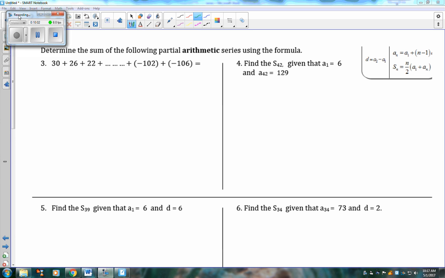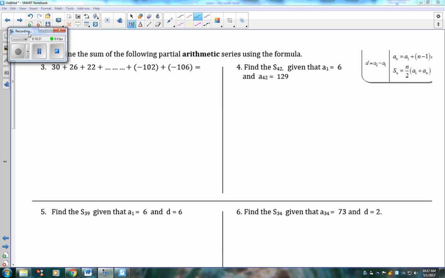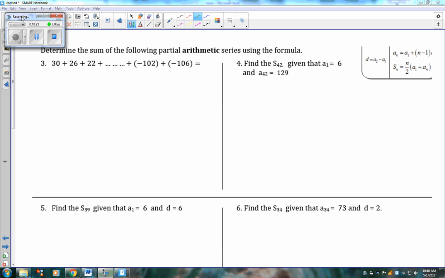I need a sub 1. Do I have a sub 1? Yes. Do I have the very last term? Yes. Do I have n? No. So I have the number before the equal sign. The parentheses are there to indicate that this number is negative.